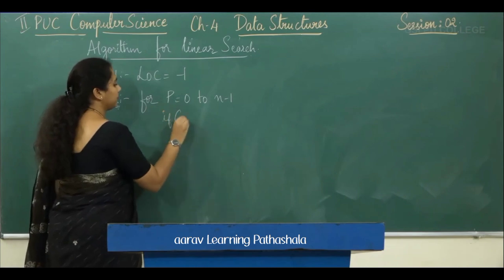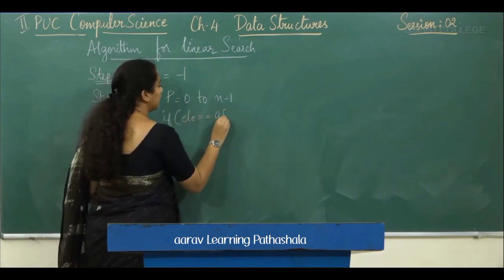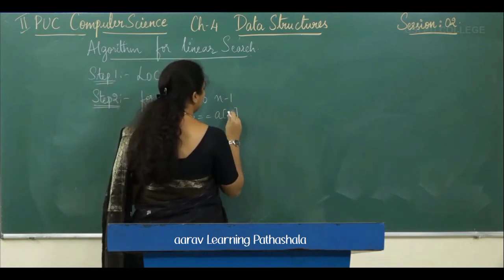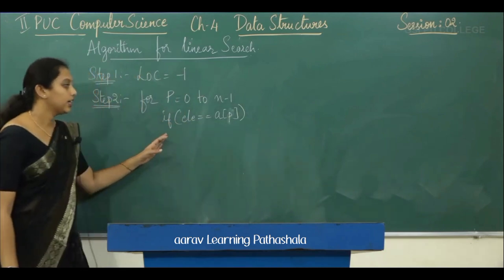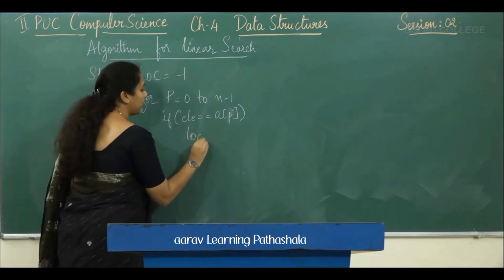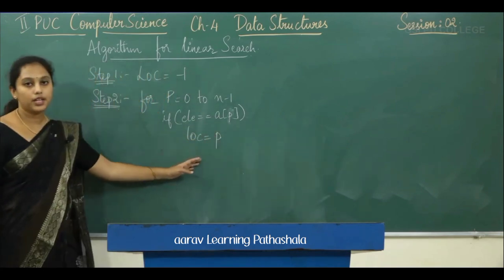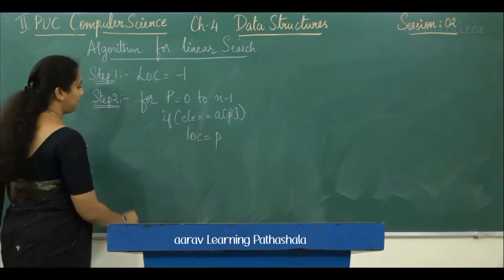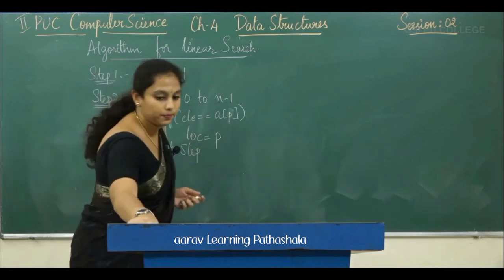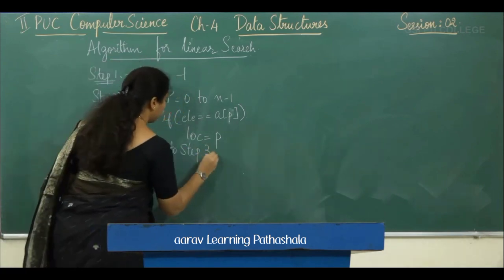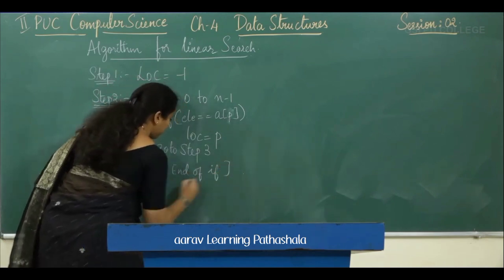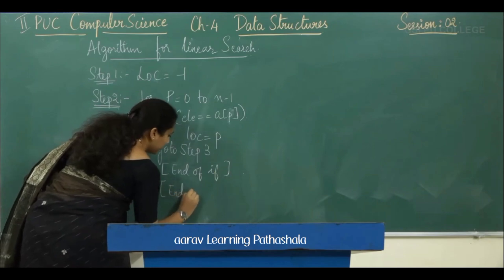If element is equal to A of P, that is, if the search element is equal to A of position, then the location will be P. Then go to step 3. End of if, end of for loop.